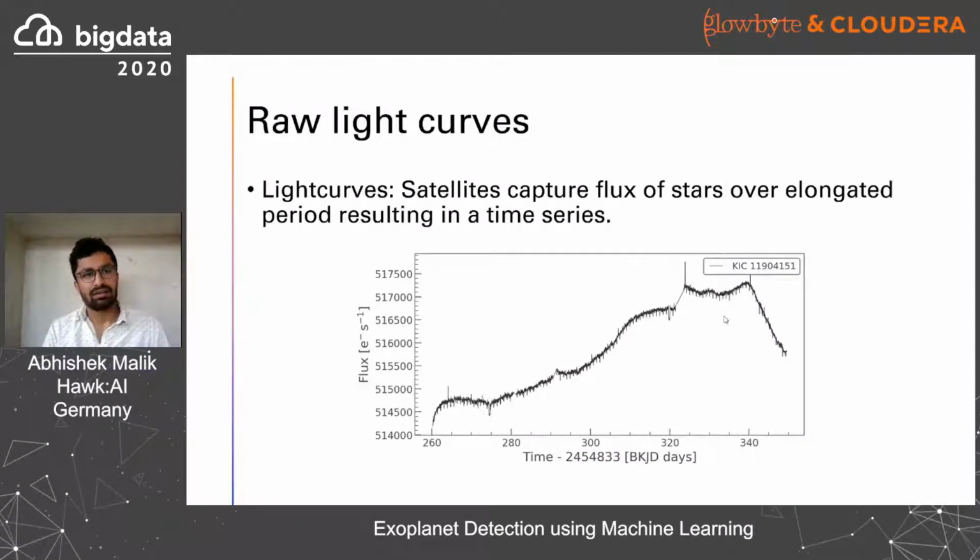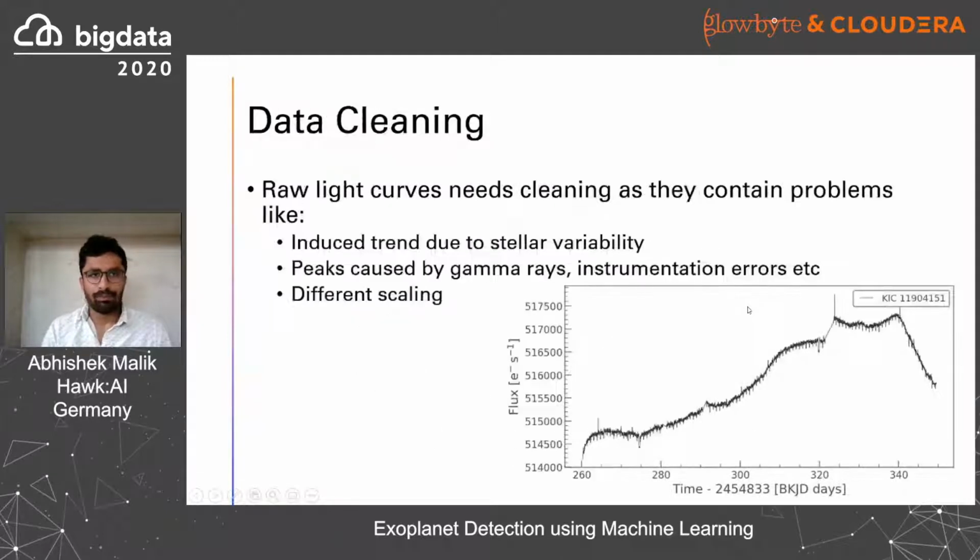So you will hear the term light curve often in this presentation. So let me just give you an idea what that means. When we look at a star for a prolonged period of time, we will have a time series of the brightness of the star. And the time series might look like this, and that is called the light curve of the star, as you can see here.